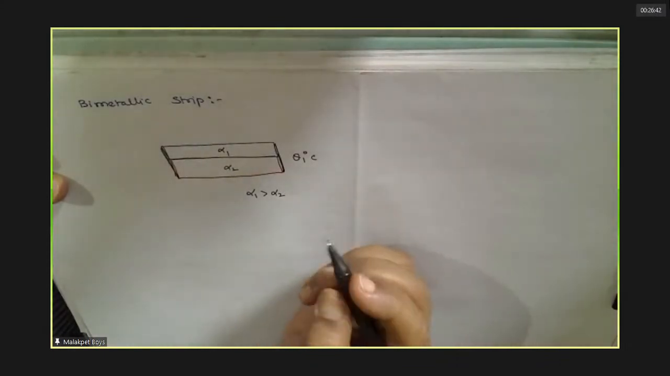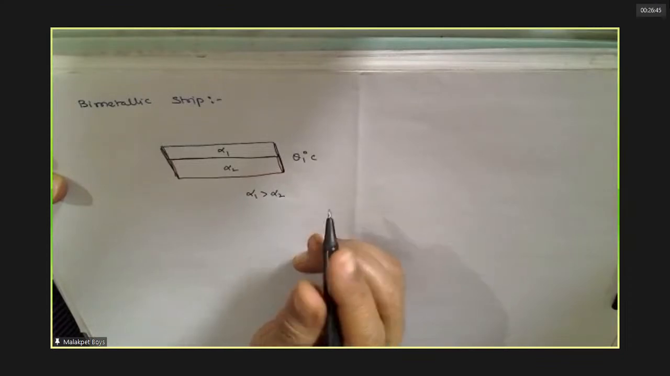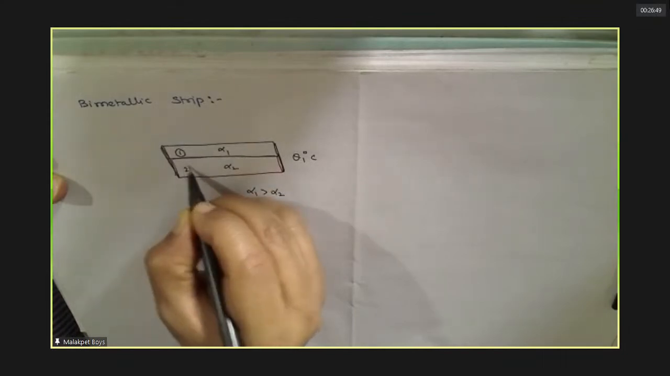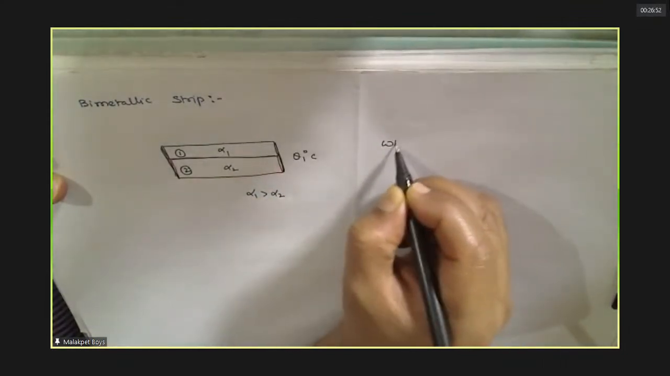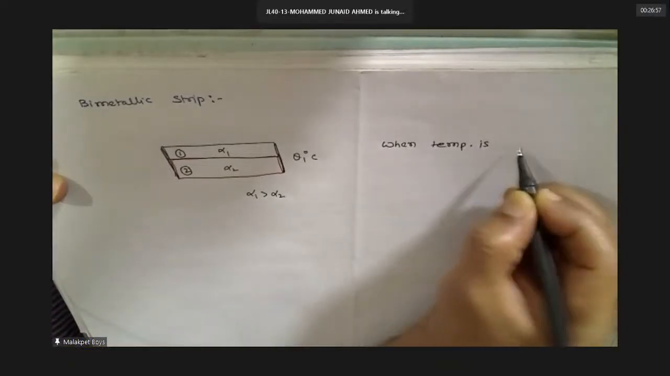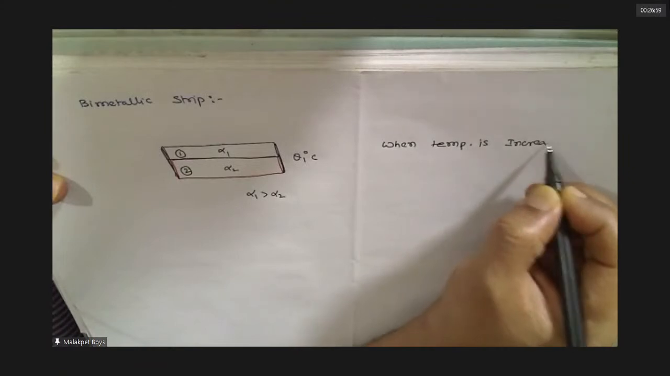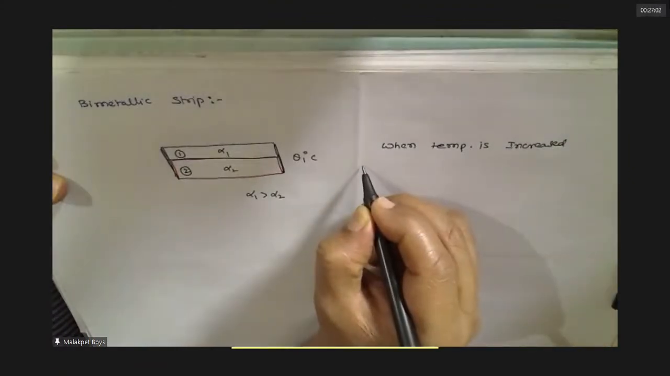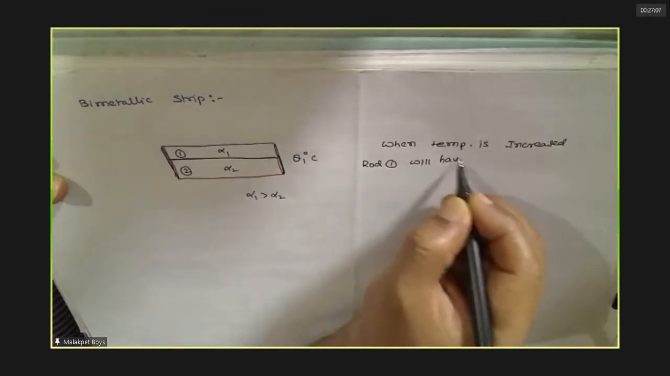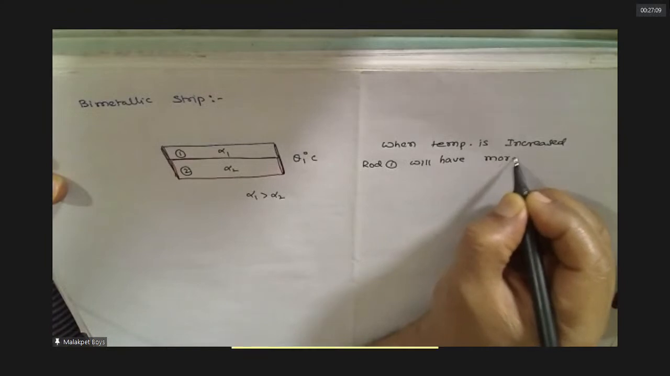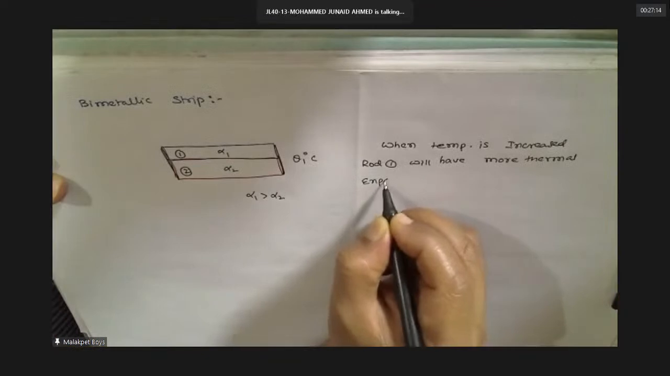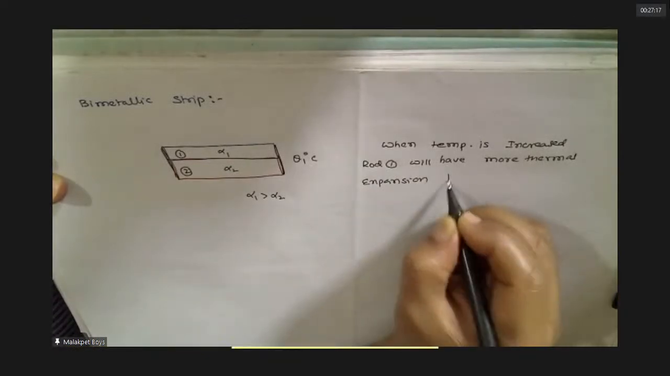When you try to increase the temperature, what will happen? This is rod 1, rod 2. Now, when temperature is increased, alpha 1 will increase. Rod 1 will have a tendency for more thermal expansion than rod 2. Do you agree with this? Yes, sir. Agreed, sir.